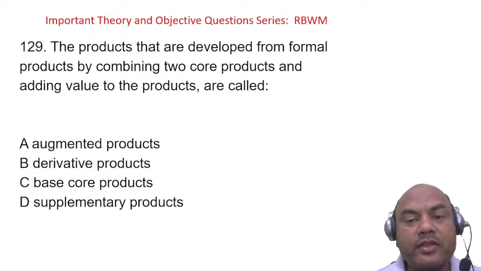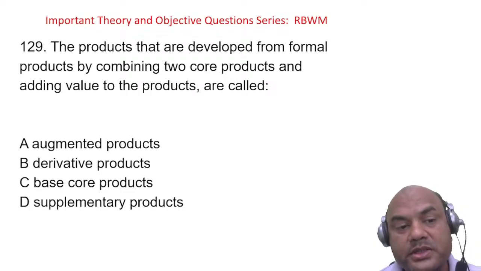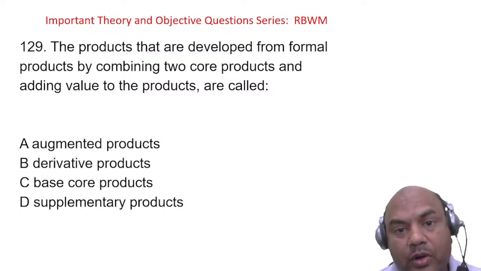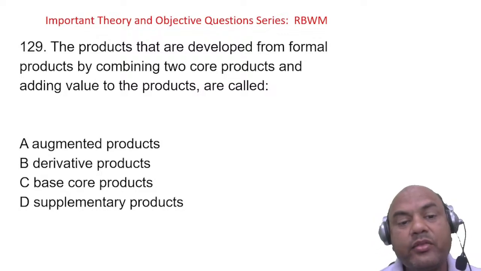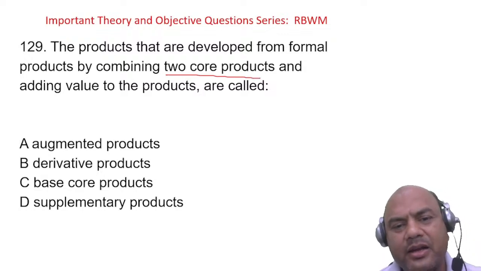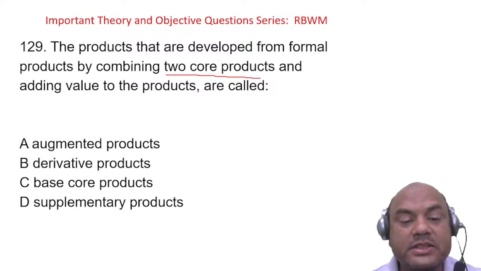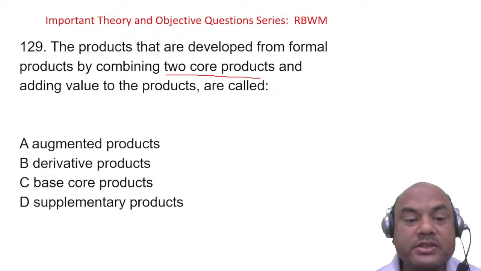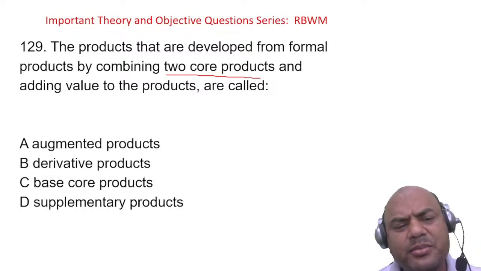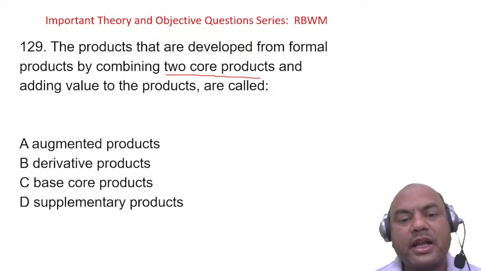The products that are developed from formal products by combining two core products and adding value to the products are called as what? Augmented, derivative, base core products or supplementary products. Two products are combined, and then something more, masala, is added to it. So what is that known as?